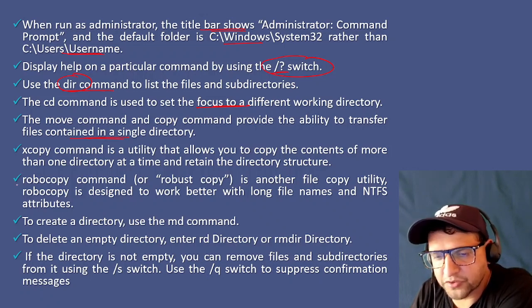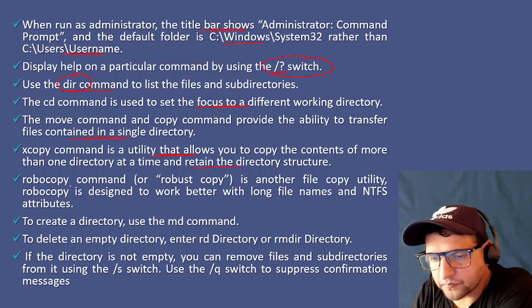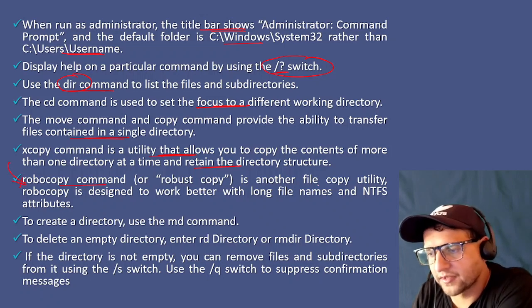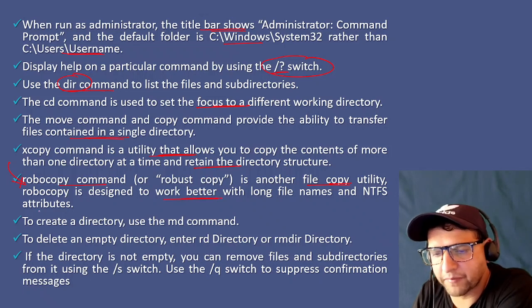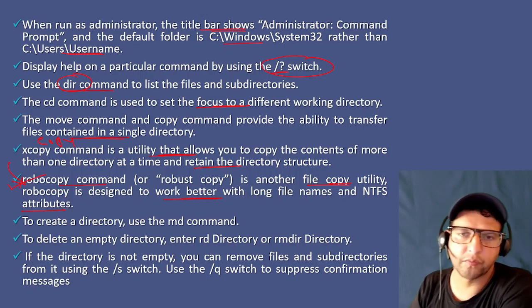Xcopy and Robocopy: I was able to see a question related to these two. Xcopy is a utility that allows you to copy the content of more than one directory at a time and retain the directory structure. But Robocopy is better than Xcopy. Robust file copy is another utility, designed to work better with long file names and NTFS. So if you have to make a choice between copy, Xcopy and Robocopy, go for Robocopy.